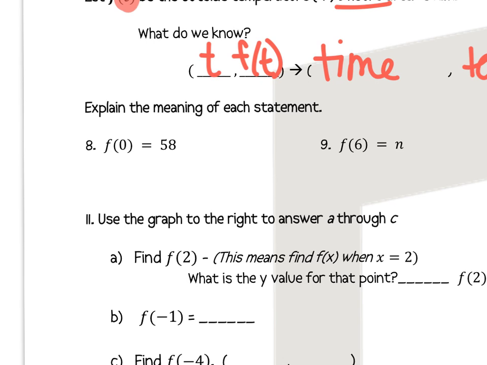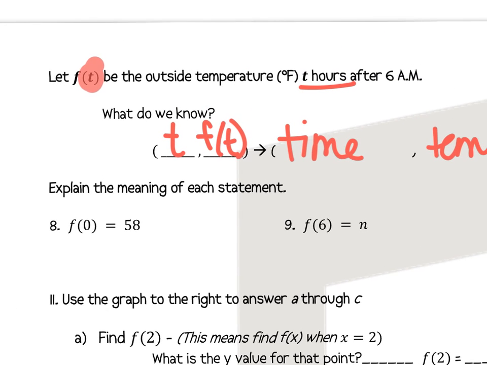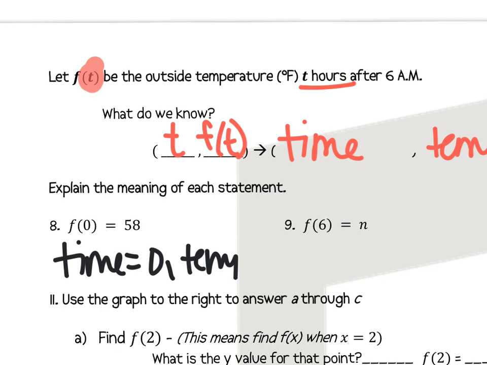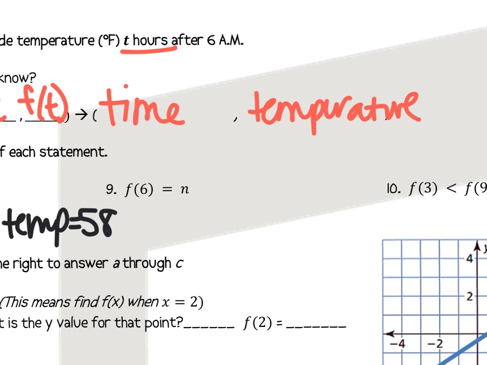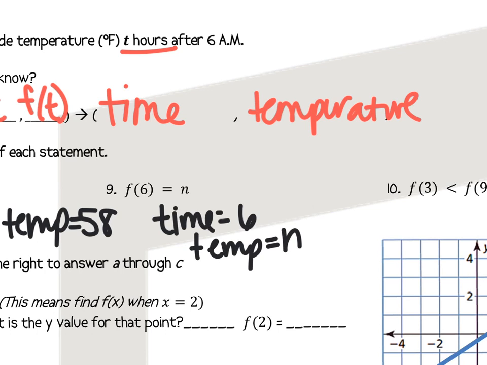So the next part, explain the meaning of each statement, is in terms of what we knew up here about t and f of t. So remember, t is what's in parentheses. So when our time equals 0, that means our temperature is 58. And for number 9, where it says f of 6, that means when our time is 6, our temperature is going to be in degrees. We don't quite know how many degrees it is, but that's okay.